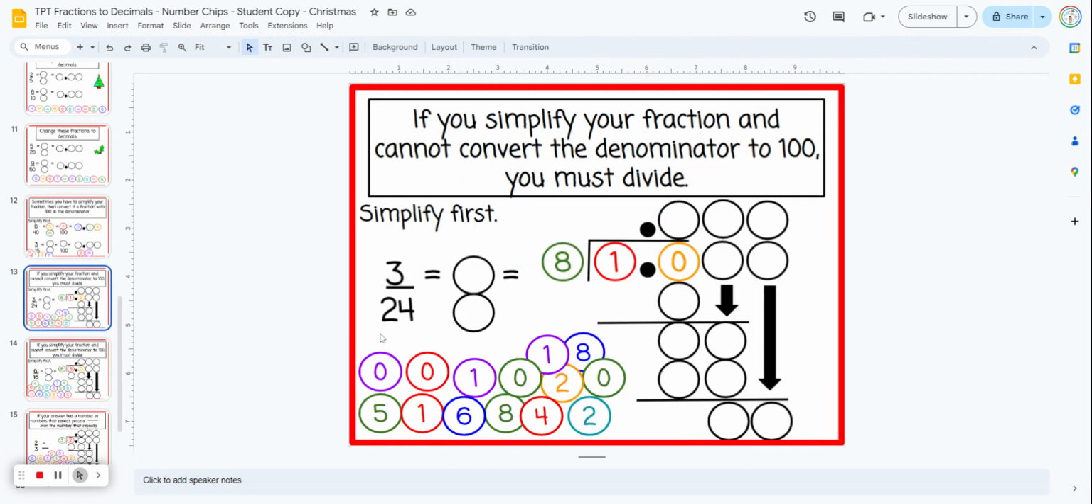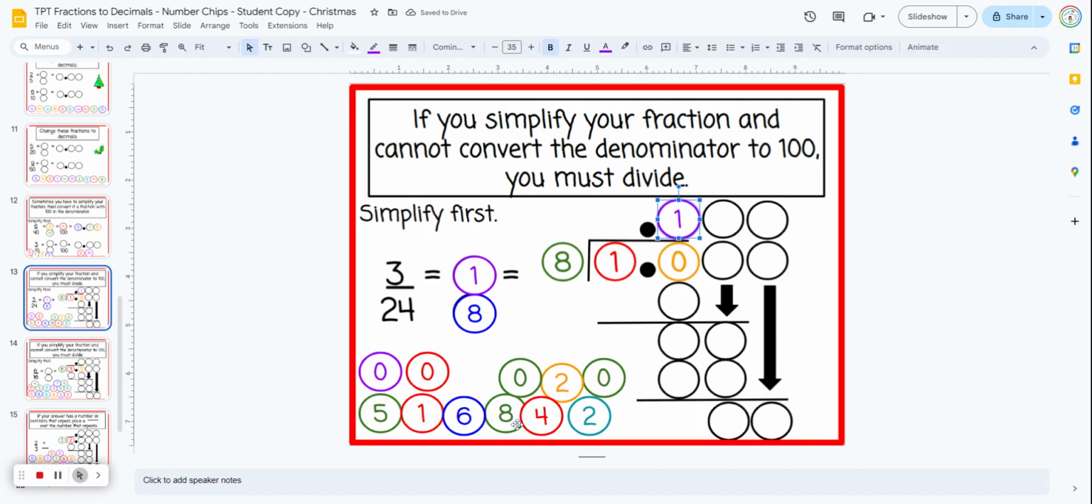Now we get to slide 13. Here we're going to simplify, but when we simplify, we're going to get 1/8, which we cannot convert to an equivalent fraction with 100 in the denominator. That means we're going to have to use long division. So this one, the problem's been set up for them. They just have to use their numbers to do the division. So 8 goes into 10 one time. If I multiply, I get 8. Subtract. And they need to know that these numbers are just going to continue as zeros. So now I can bring down a 0.